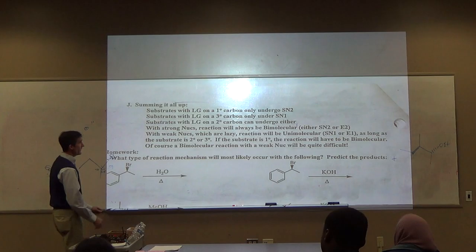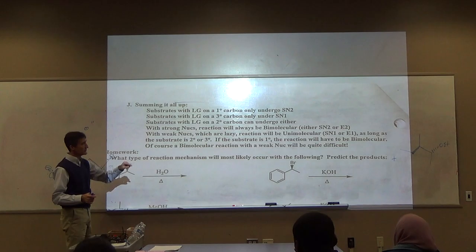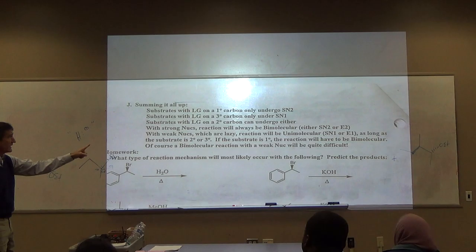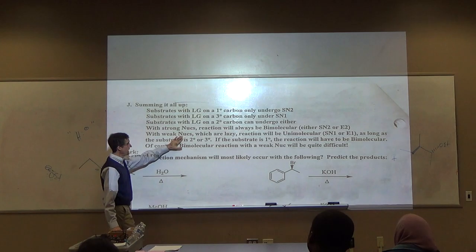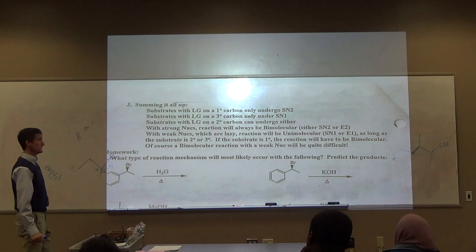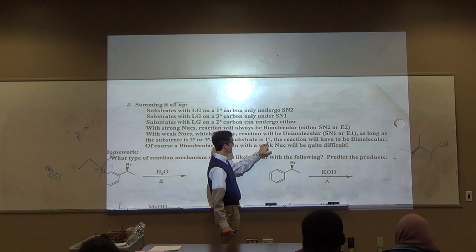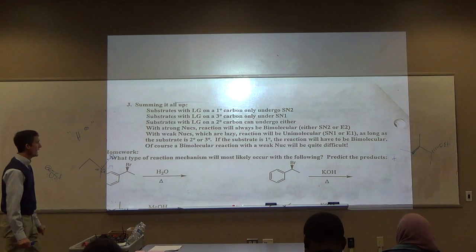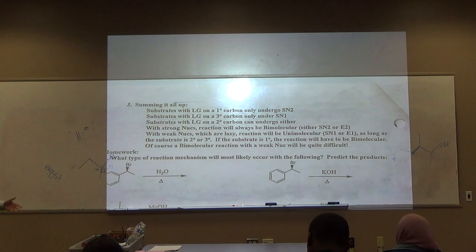With strong nucleophiles, the reaction would always be bimolecular. Strong nucleophiles are like, hey, I'm going to be involved. You can't exclude me. Here I come. It's going to be bimolecular, either SN2 or what? E2? They're both bimolecular. With weak nucleophiles, which are lazy, the reaction will be unimolecular. See, these guys won't get off the sofa. They're too lazy. Unimolecular, SN1 or E1. As long as the substrate is secondary or tertiary, because if the substrate is primary, the reaction will have to be bimolecular. So we have some exception there. Of course, a bimolecular reaction with a weak nucleophile will be quite difficult. You could end up with a reaction or reagents where you'd be like, is this really going to work? I don't think it's going to work.